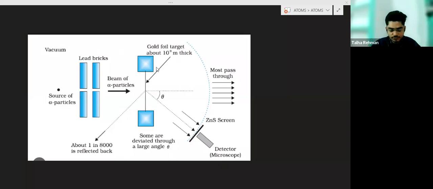What is the main thing in this experiment? Alpha particles are striking on the gold foil. After striking, some alpha particles pass straight, penetrating the foil, and some of the alpha particles are deflected at different angles. This is the conclusion.